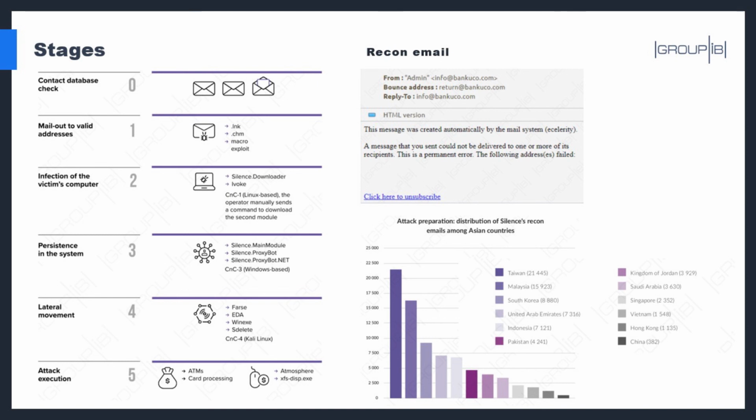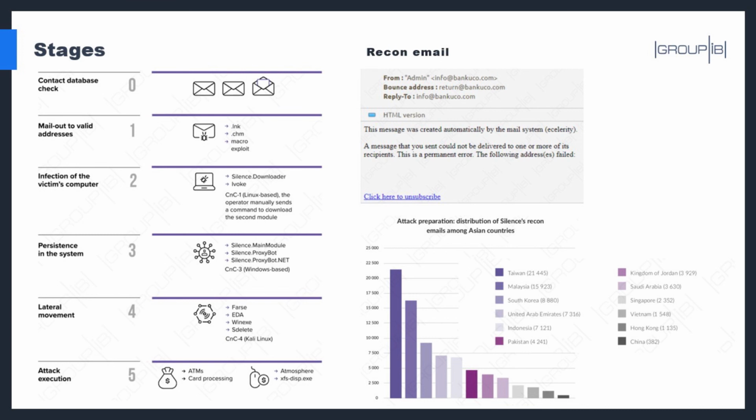On stage 3, they manage persistence in the system, and using the first stage downloader, they download tools like the Silence main module and reverse proxy tools named Proxybot and Proxybot.NET. To control these programs, hackers use a Windows-based machine. We named it SynC3 on the scheme.